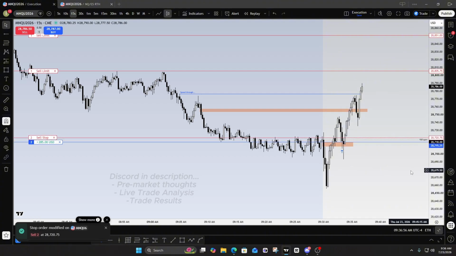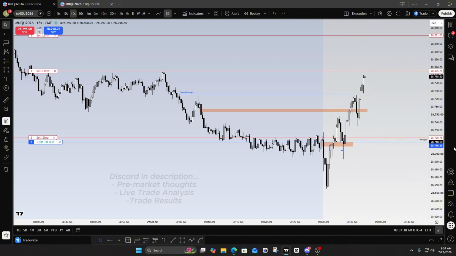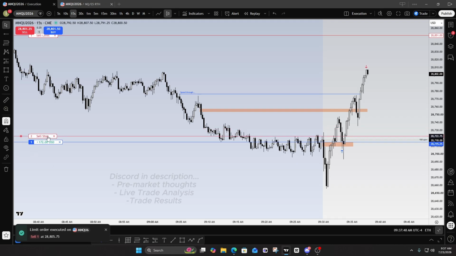At this point, I'm willing to put my stop at break even. And now here's where I want to see it rush up into that high. And boom, there you go, partial taken. Adjusting my stop to one contract now. We have the one left.